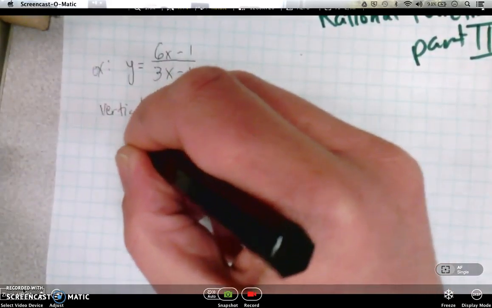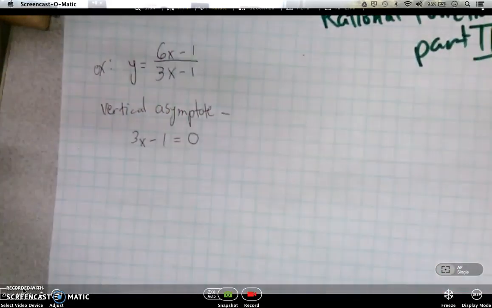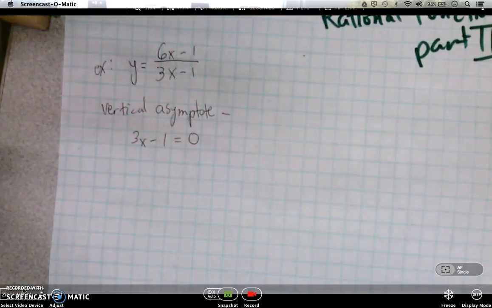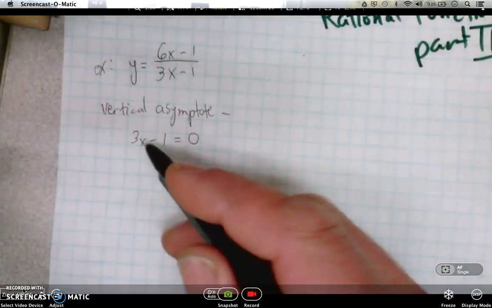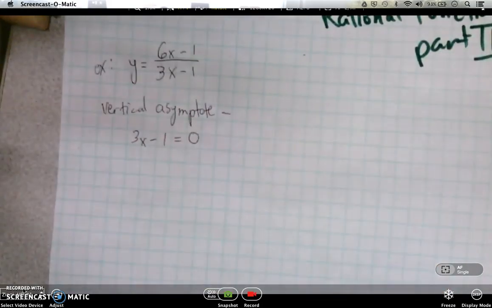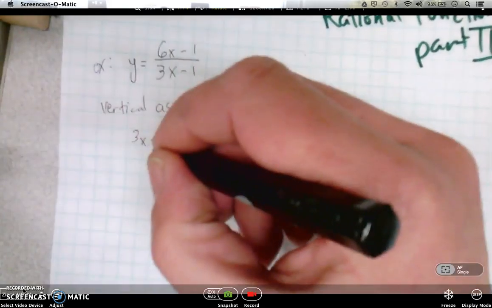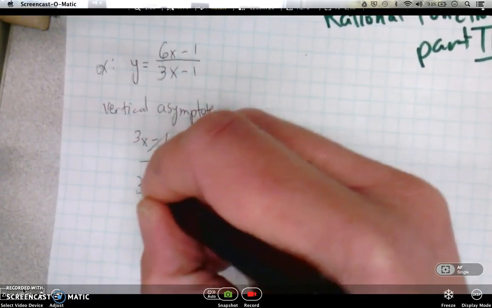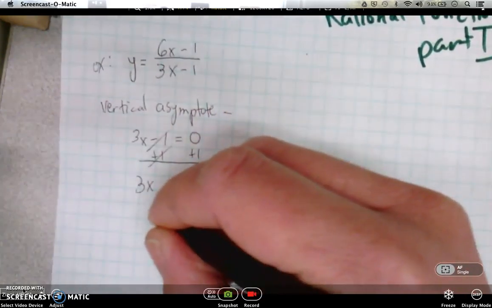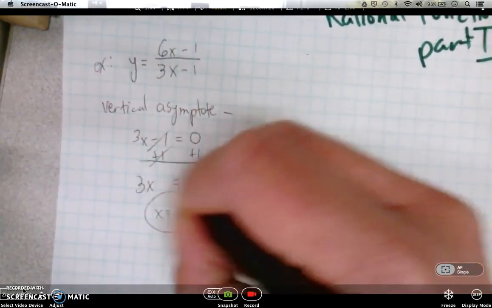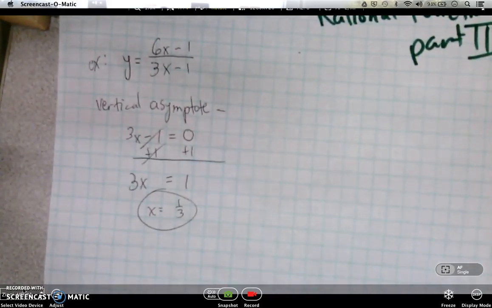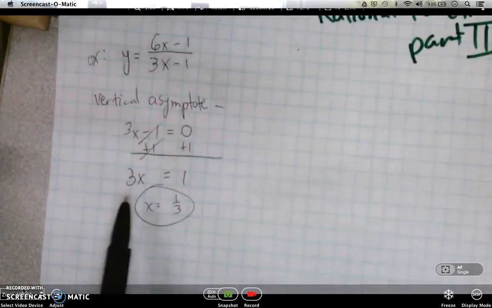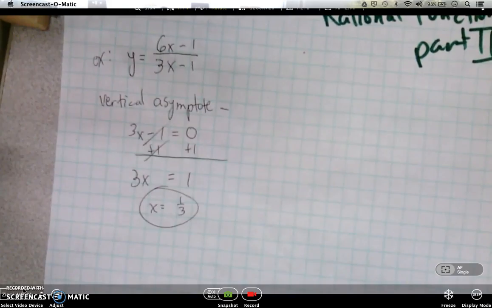So we take the denominator, 3x minus 1. We set it equal to 0, and we're going to solve that and say, okay, when would that be 0? What value of x makes this equal to 0? Okay, so we solve that. We go plus 1, 3x equals 1, and x equals 1/3. We divided both sides by 3 and we get x equals 1/3.